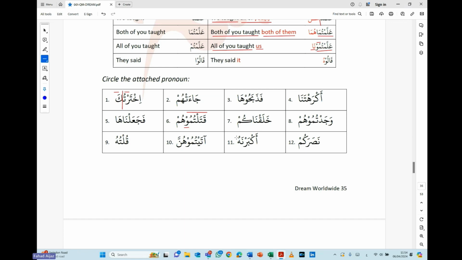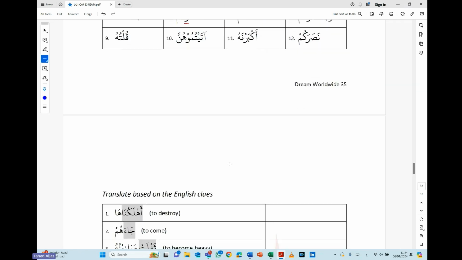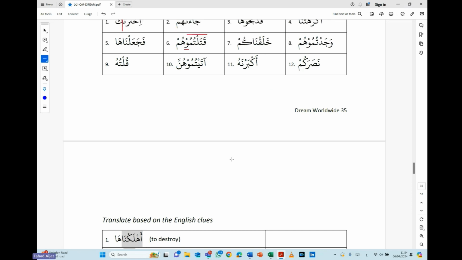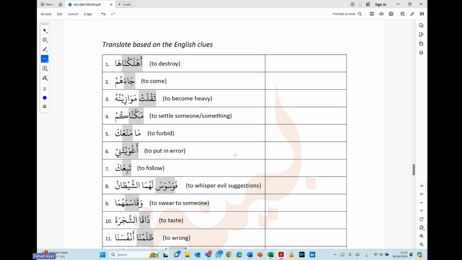In the next week's class, we will move on to do a little bit more in terms of the fi'l study. Before I close, there are lots and lots of exercises in your notes, starting from page number 36. Here you have to translate based on the meaning given here. For example, ahlaknaha is ahlakna, the word highlighted, and its meaning is given: to destroy.